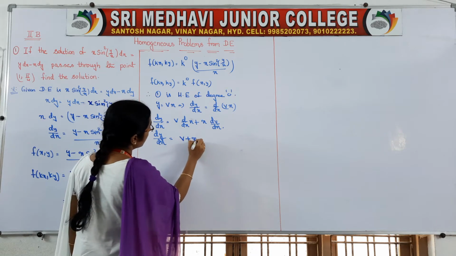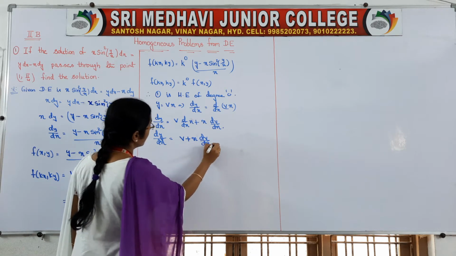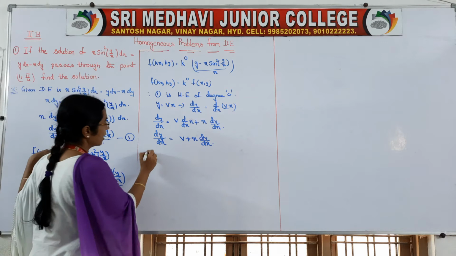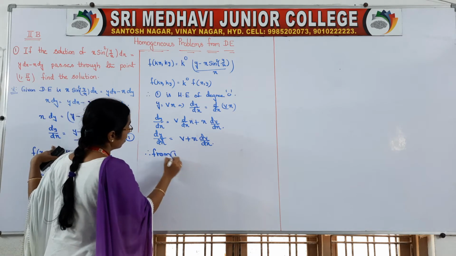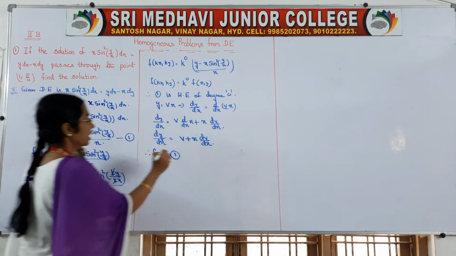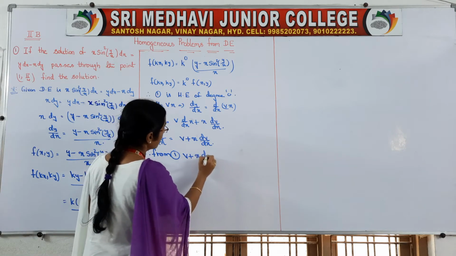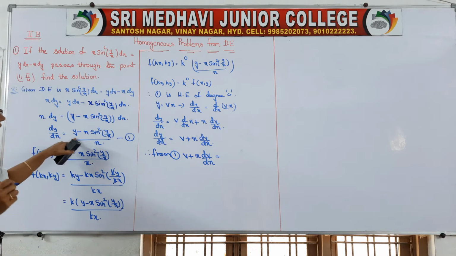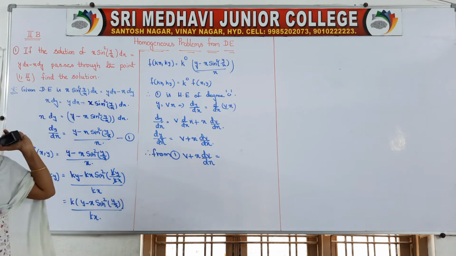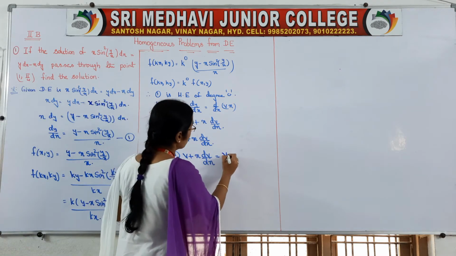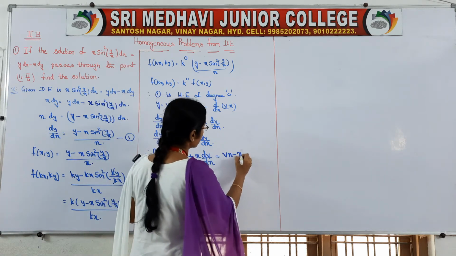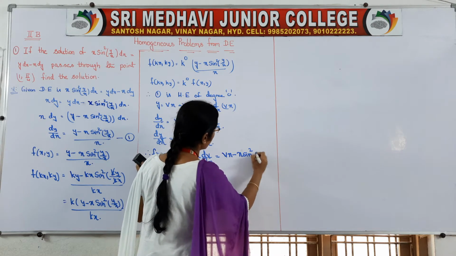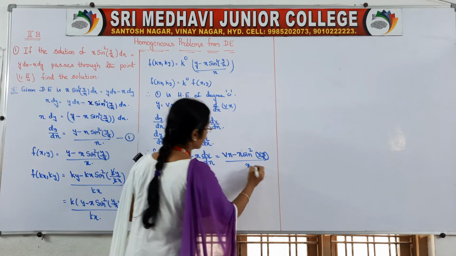So it is v plus x dv by dx. Okay, so therefore from 1, what happens? In place of dy by dx we can take v plus x dv by dx is equal to... how we have to take? In this, wherever y is there we have to take vx. So vx minus x sine square, y is vx by x by x.